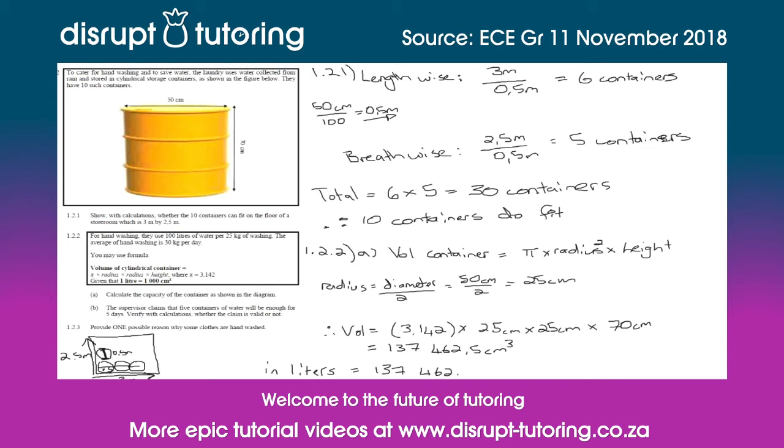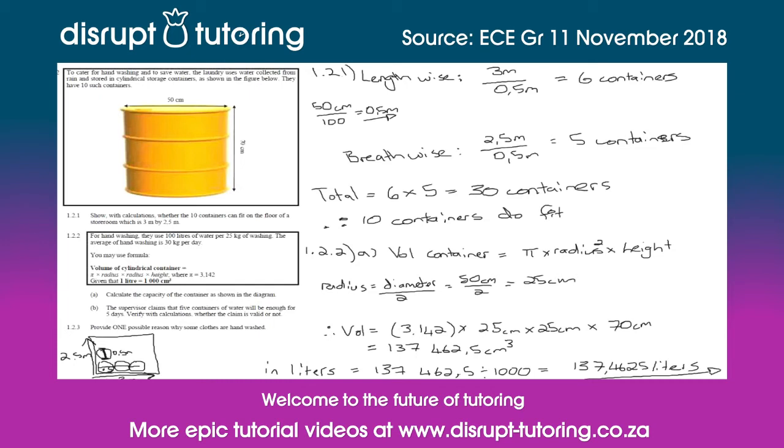So 137,462.5 divided by 1,000. So in your calculator, you put that number, you divide it by 1,000, and this is going to come to 137.4625 liters. And that's your answer for question B.